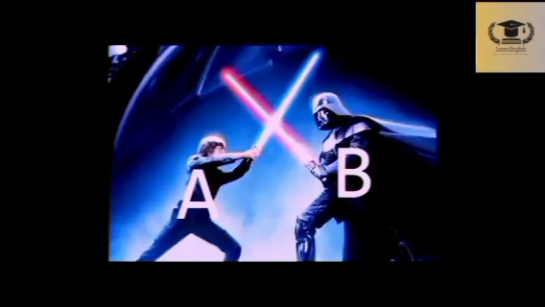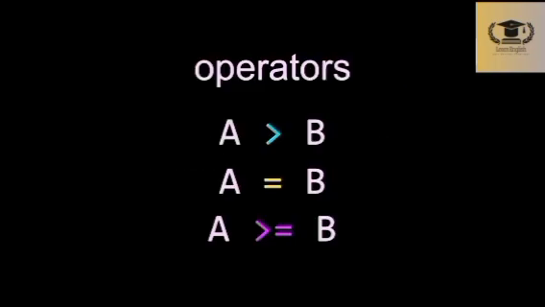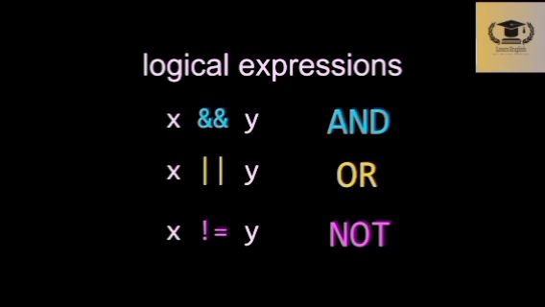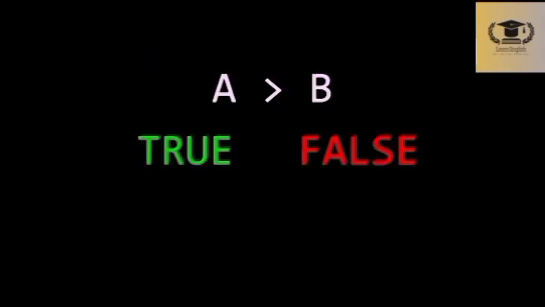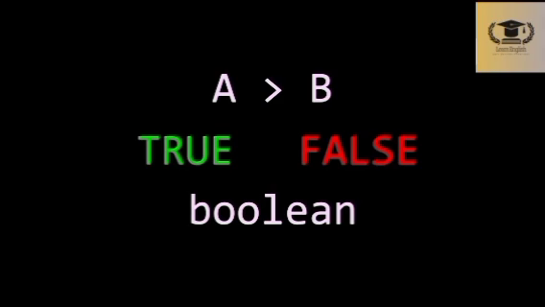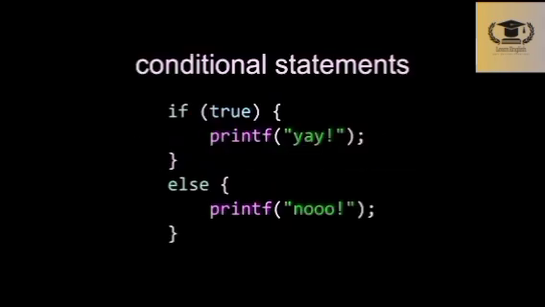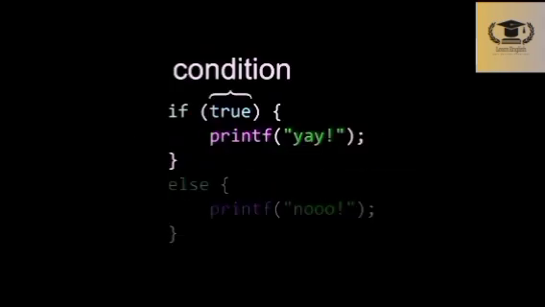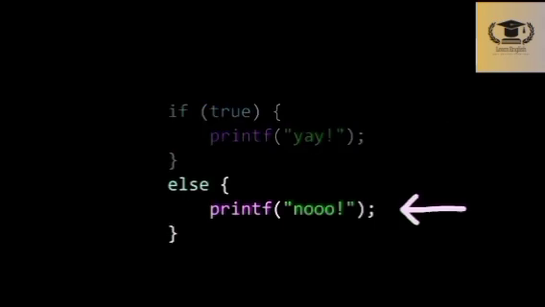To implement algorithms, you often have to compare two values, which you can do with operators like greater than or equality, and logical expressions such as and, or, and not. Expressions like these are simple. They can be true or false, which are the possible values of the Boolean data type, and allow you to write conditional statements. If some condition is true, do this, else do that.